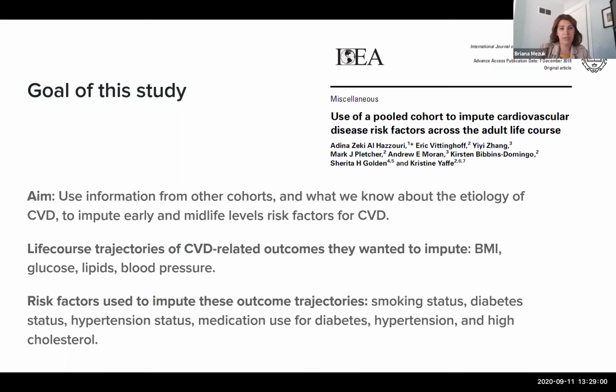So they wanted to impute what these risk factors would have been earlier in people's lives, when they were not observed because they weren't recruited into the cohort until they were older. They're going to impute BMI, glucose, lipids, and blood pressure, and they impute the trajectories of those values based on things that we know are either causally or strongly correlated to those values, including: do you smoke? What's your diabetes status? Do you use medications, etc.